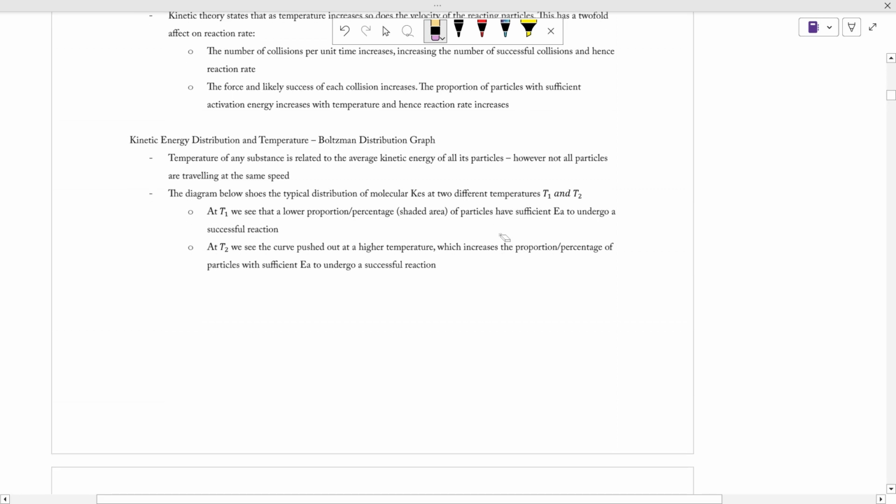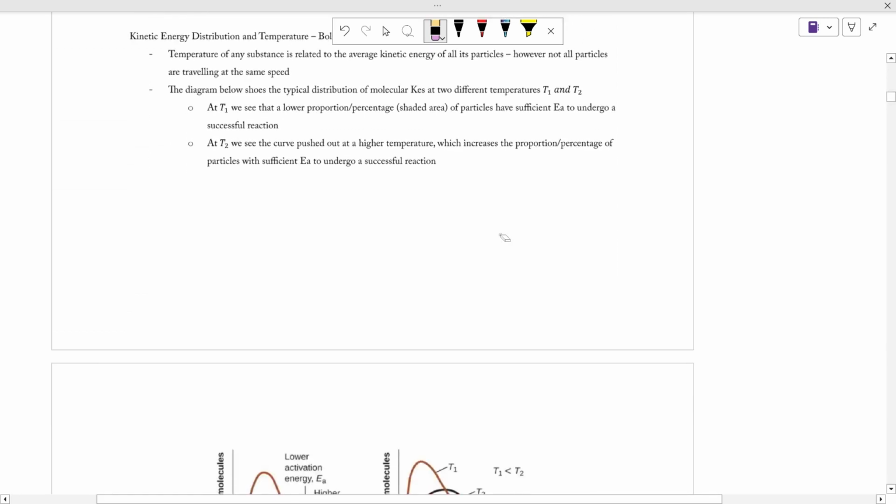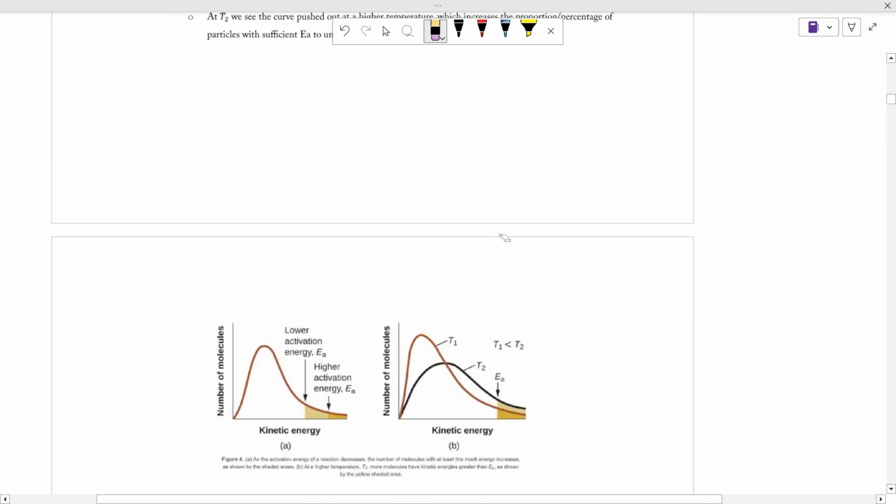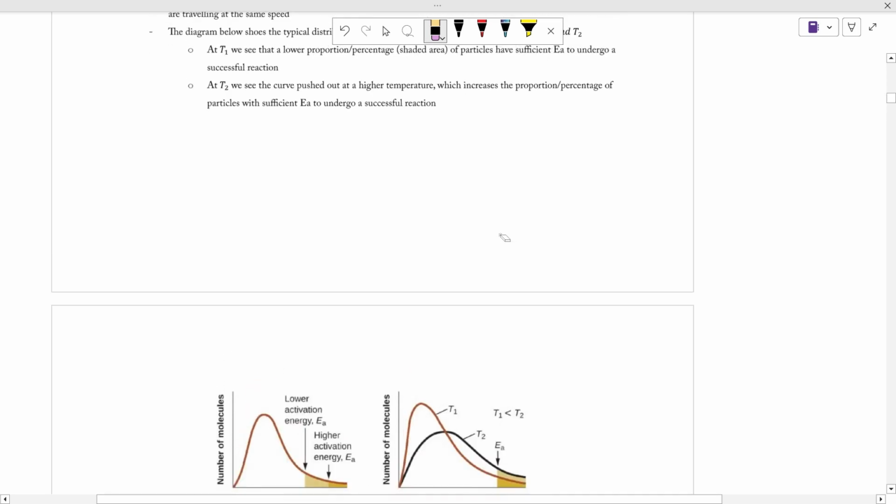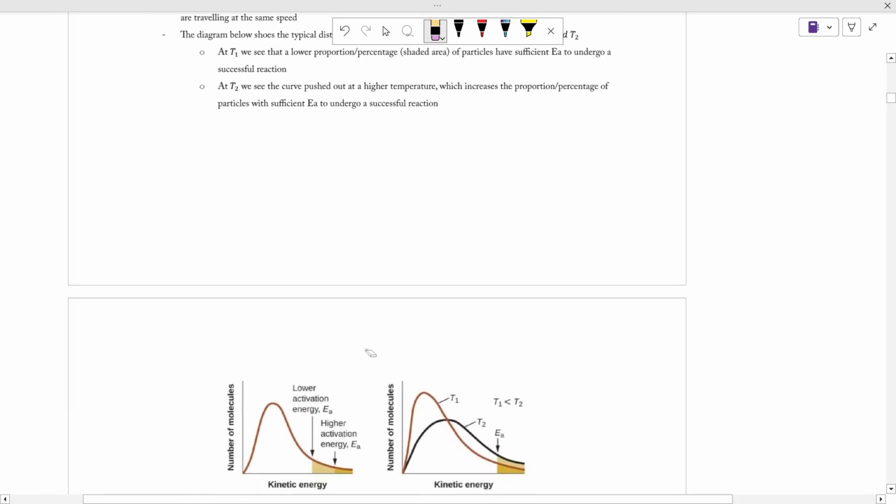You see this all the time in textbooks, and I feel like teachers don't do a very good job of explaining it, but I'll do my best to explain this, right? So ideally in this diagram, you've basically got two curves, right? One curve represents T1, which is at a lower temperature, and you've got curve 2, which is at a higher temperature relative to T1.